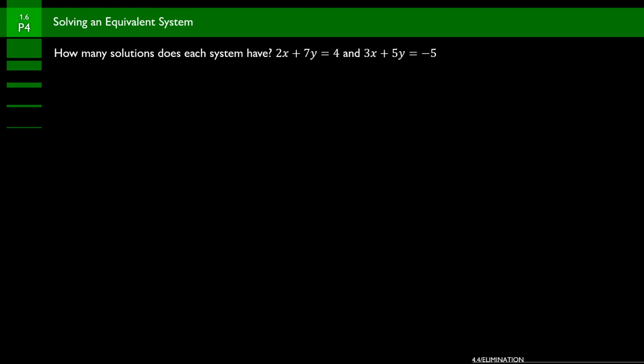So I'm going to stack these two equations so that I have 2x over 3x, 7y over 5y, and 4 over negative 5. I've got to choose which variable I want to eliminate. The x's have the smaller coefficients, so those are probably going to be the easier ones to work with. So I need to find the least common multiple of 2 and 3, and the least common multiple of 2 and 3 is 6.